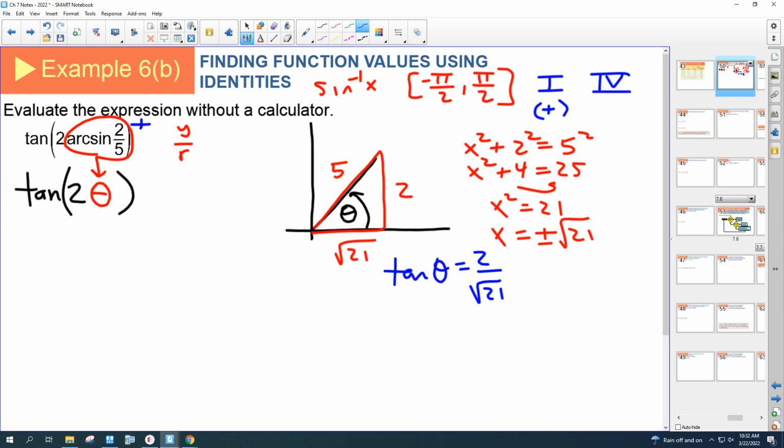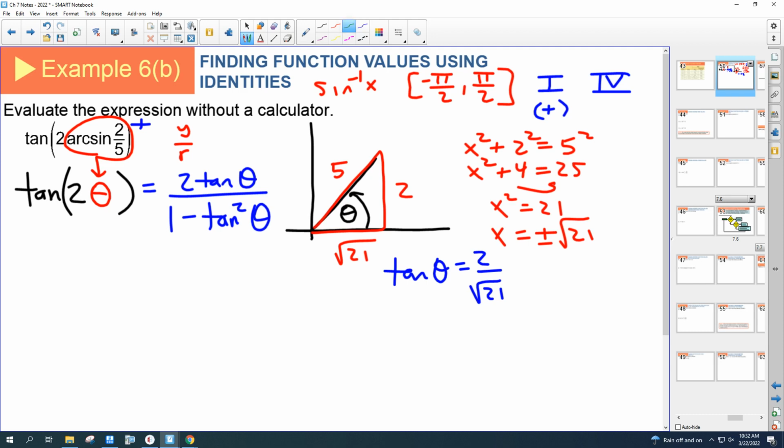But what I do is I recognize that this is one of my identities. Tangent 2 theta, I've got a double angle identity. And if you look at your formula sheet and find it, or you look at my board and find it, on my board it's labeled number 5e. Tangent 2 theta is 2 tangent theta over 1 minus tangent squared theta. Like that. Okay. So I'm going to use my picture. I'm going to use that tangent theta within this identity.